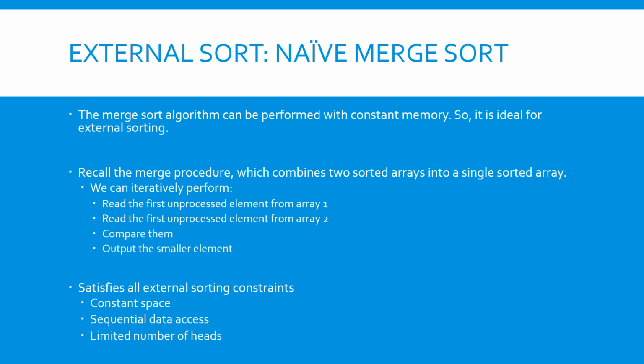In the whole process, it only needs to load the 2 pointer-bearing elements in memory, thus requiring a constant amount of space. Meanwhile, the data elements in the 2 input lists are being accessed one by one, respecting the need for sequential data access. Finally, it only needs to access 3 different data contexts at the same time, which are the 2 input lists and the output list. Therefore, it only needs 3 heads. As a result, we shall adopt the naive merge sort algorithm as an external sorting algorithm.